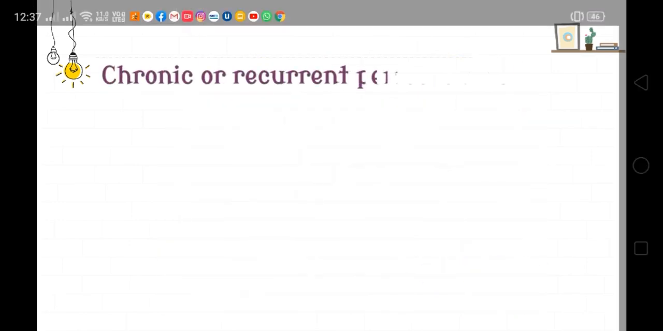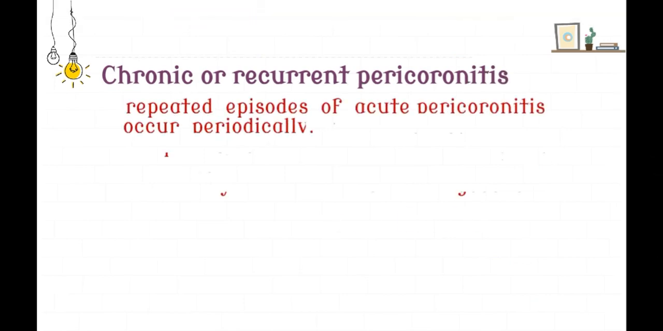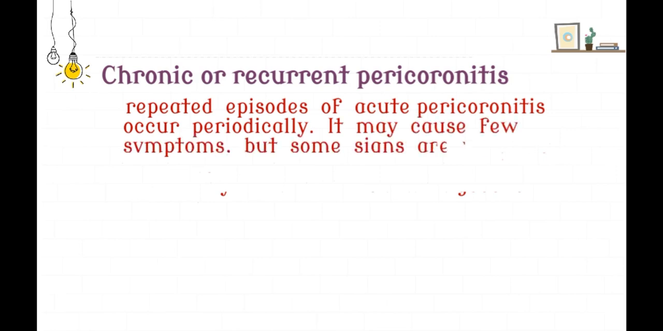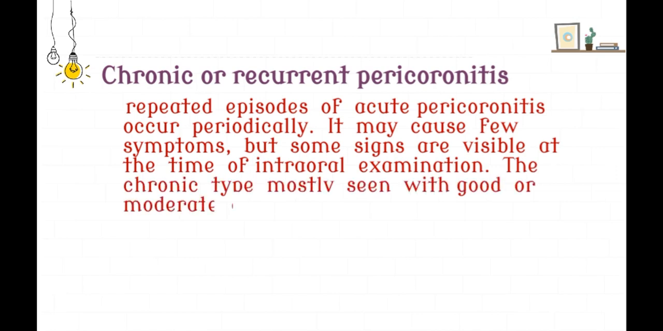Now, chronic pericoronitis or recurrent pericoronitis. What is that? Repeated episodes of acute pericoronitis occur periodically. It may cause few symptoms, but some signs are visible at the time of intraoral examination. The chronic type is mostly seen with good or moderate oral hygiene. That means, in chronic pericoronitis, the symptoms may be a little less than acute pericoronitis, but they are repeated. And signs like bleeding and pus formation can be visible at the time of intraoral examination.